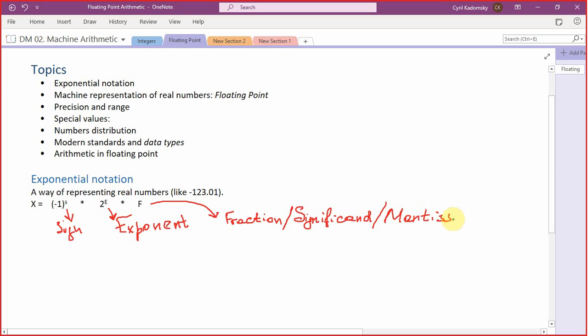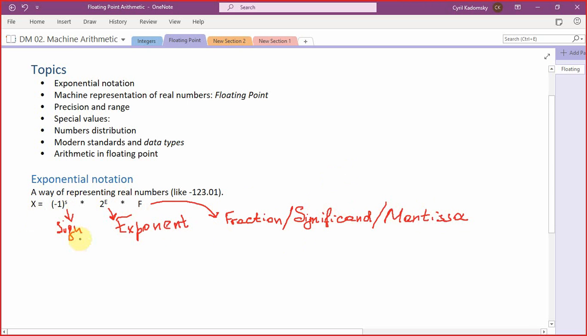Sorry, sir. The minus 1 power S is called what? The S value. This S value is called the sign value. The E value is called the exponent, and the F value is called the fraction or significant or mantissa, which all are the same thing. We will use one of these names. Okay, so let's consider how each of these three values really affects the x.